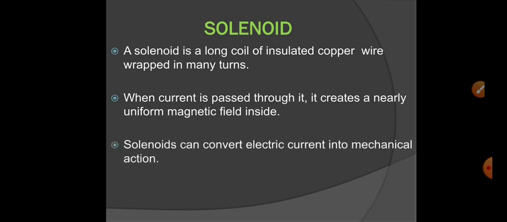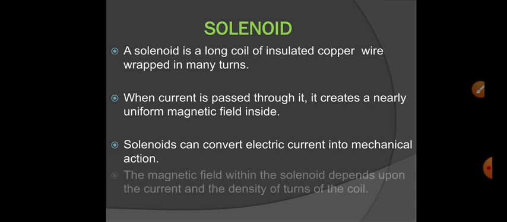A solenoid can convert electric current into mechanical action, and the magnetic field within the solenoid depends upon the current and the density of turns of the coil. That means when you make a solenoid, if the number of wrappings is more, the magnetic field will be stronger. If the current flowing is more, that means instead of one battery, if you put 10 dry cells, then what happens? The strength of the magnetic field will be very high.